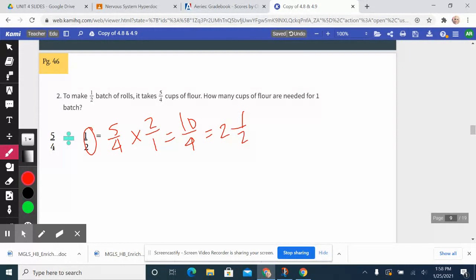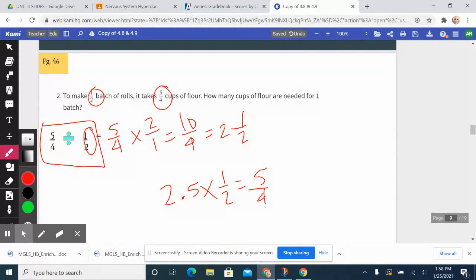Well, with that said, that's our division problem right here. And you should write everything you see in red. Now, our multiplication equation is the 2.5 times the half, and that comes from right here, equals the 5/4, which is right there. So you'll write the division problem at the top, and you'll write the multiplication problem right under that.